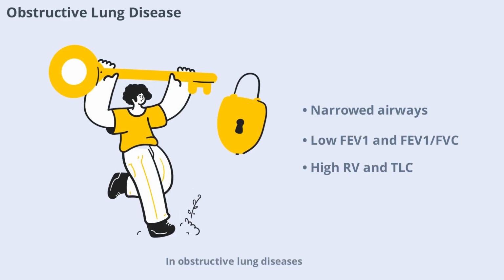In obstructive lung diseases, such as asthma or chronic obstructive pulmonary disease, COPD, the airways are narrowed, making it harder to exhale quickly. This leads to a reduced FEV1, a low FEV1/FVC ratio, and often an increased residual volume and total lung capacity due to air trapping.